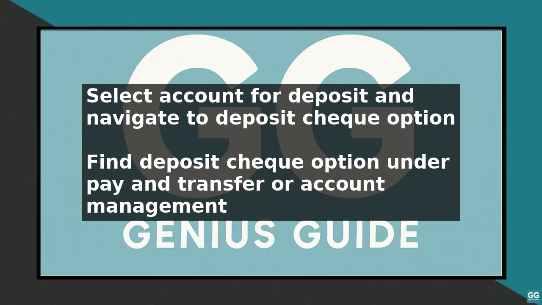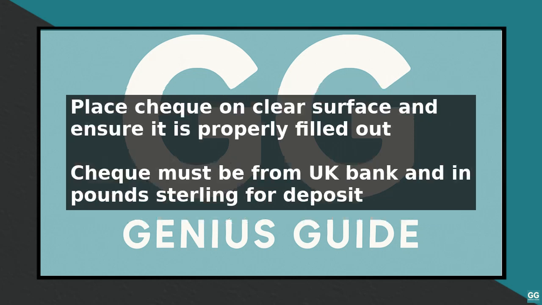To deposit the check, select the Deposit Check option and choose the account you want to pay the check into. Take a photo of the front and back of the check, making sure all four corners are visible and the image is clear. Review the details of the check, including the amount and the account details, to ensure everything is correct. If everything is in order, confirm the deposit and the funds will be added to your account.